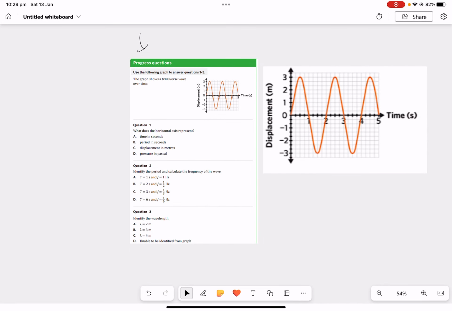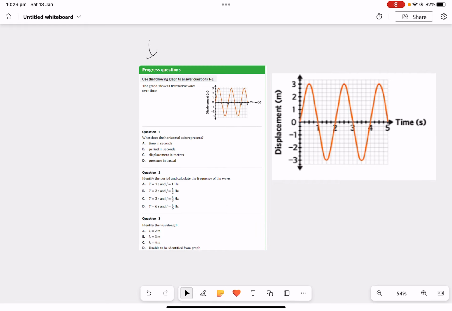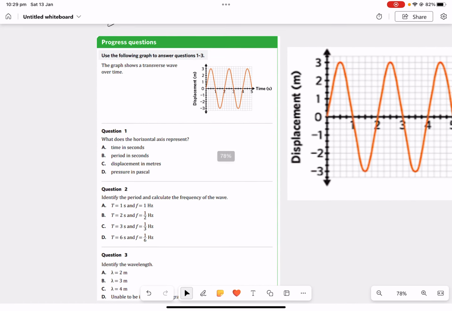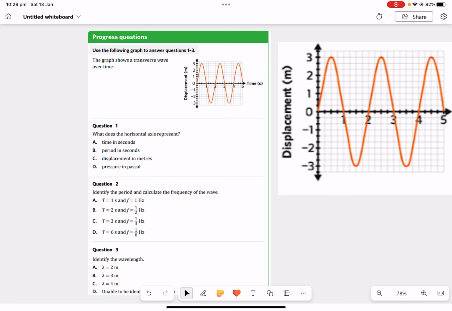Now, in today's episode, I'm going to do something a bit different. Instead of learning about mathematics, we'll be learning more about physics, and this is waves. So, here we have a transverse wave over time. And the first question asks us what the horizontal axis represents.